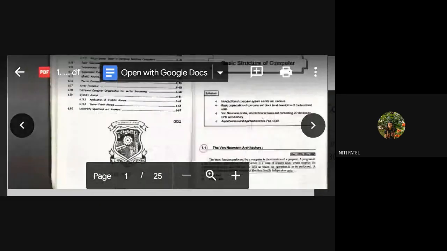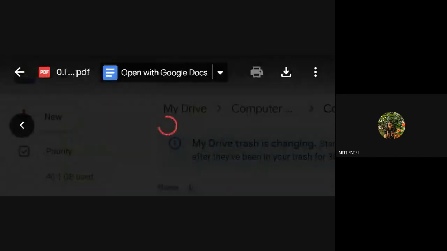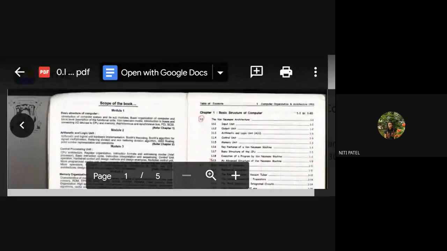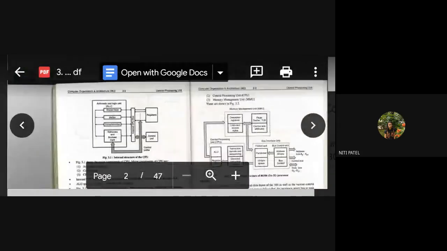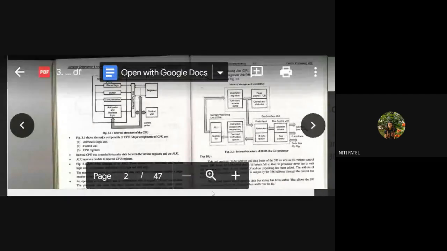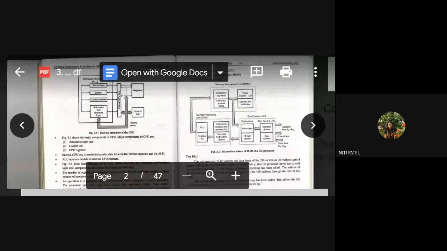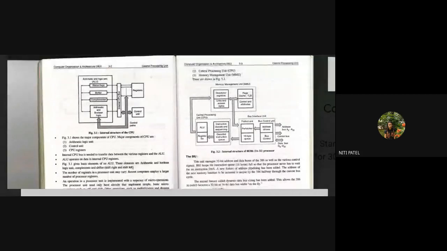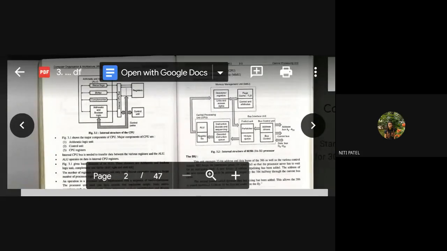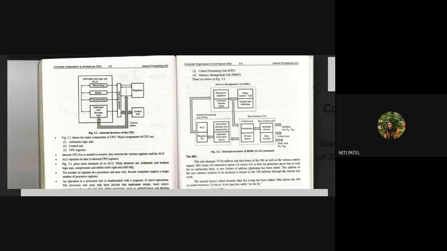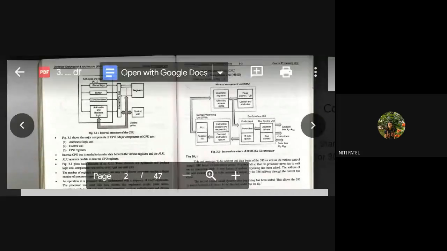Look at this diagram. Can you see this diagram on the right hand side? Internal structure of the 80386 processor. We have seen that we have 3 units in the 80386. The first unit was the bus interface unit. You have the central processing unit on the left hand side, and in the center you have the memory management unit.